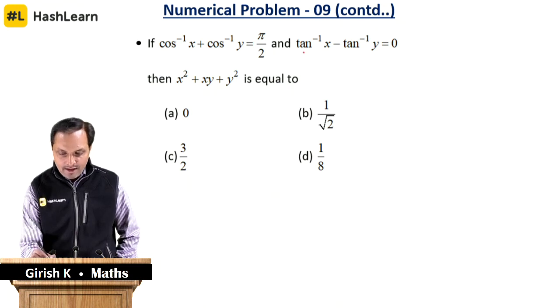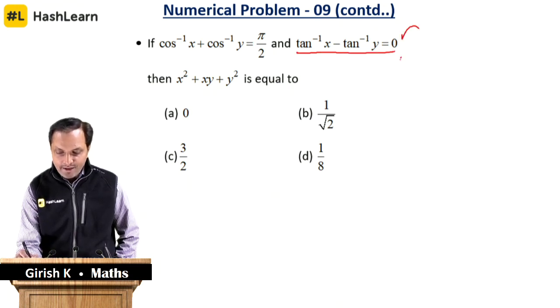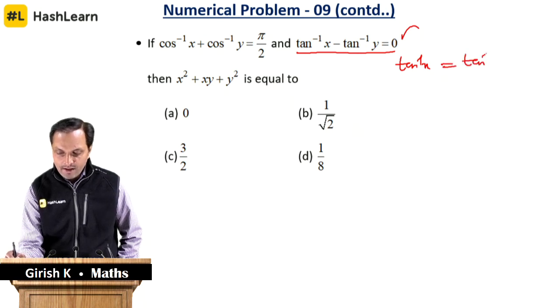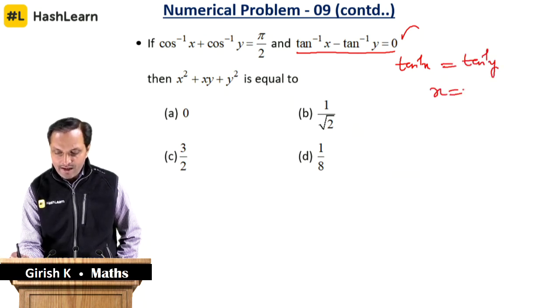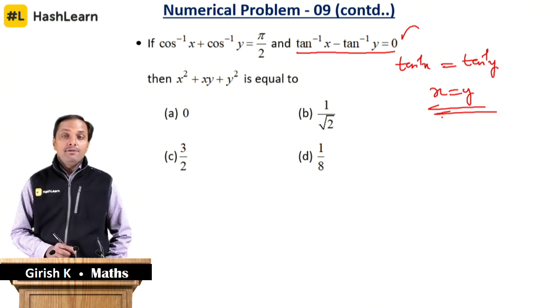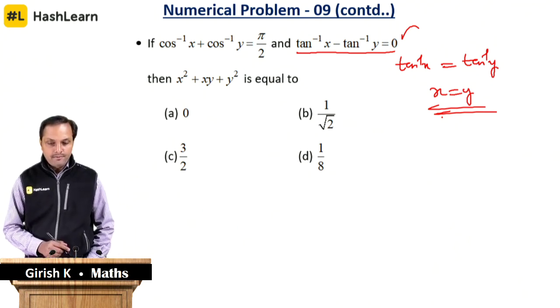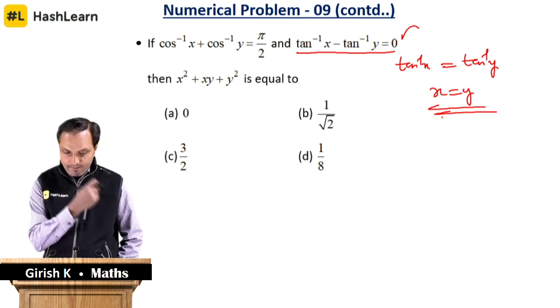Yeah, let me take this because there is 0 here. I will write tan inverse x minus y. When you shift, it will become tan inverse x is equal to tan inverse y. So you can say the value of x and y are same.